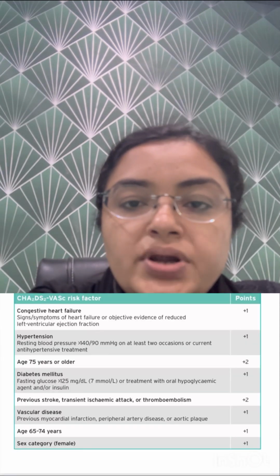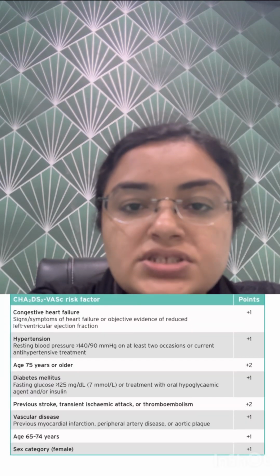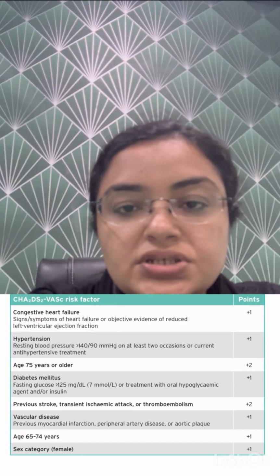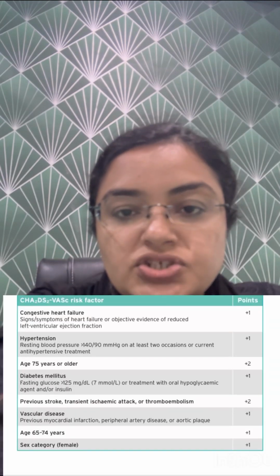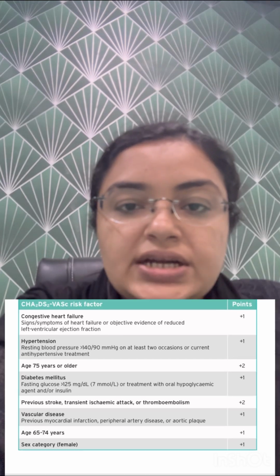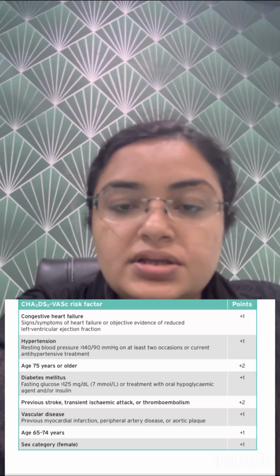If we get 1 or more points in a man, or 2 or more points in a woman, it is an indication to start anticoagulation in non-valvular atrial fibrillation patients for stroke prevention. This anticoagulation therapy should be started considering the thromboembolic risk and the patient's profile for bleeding risk.